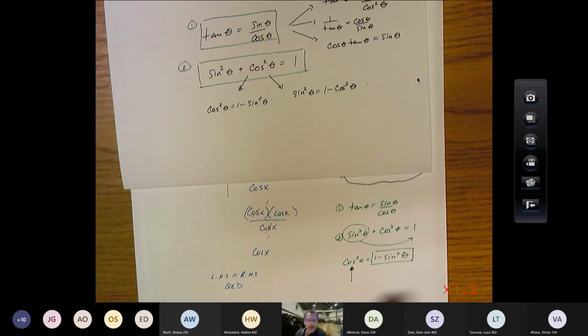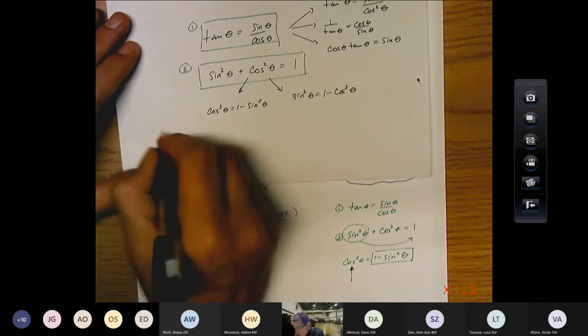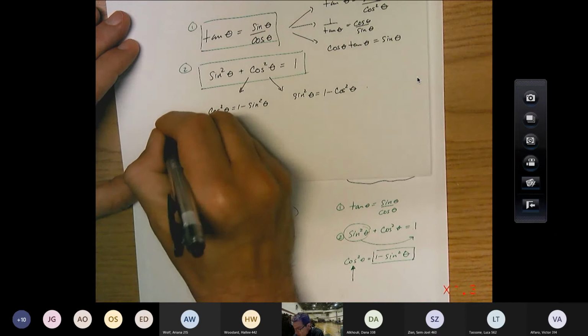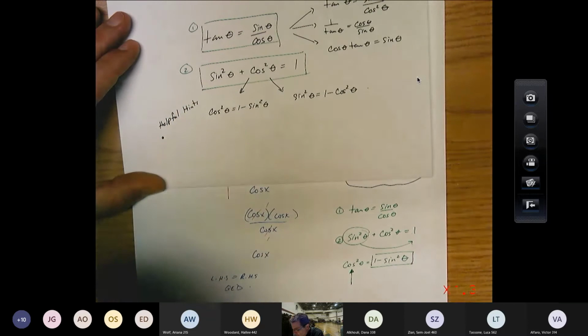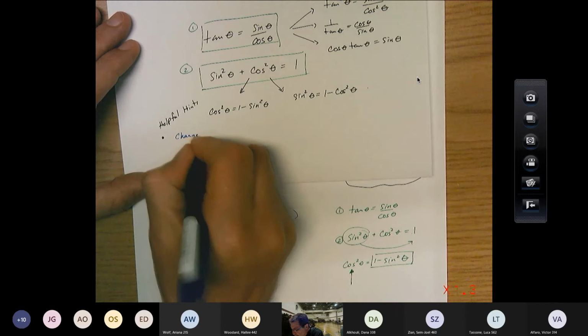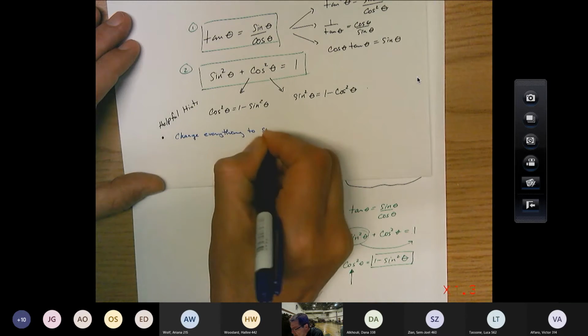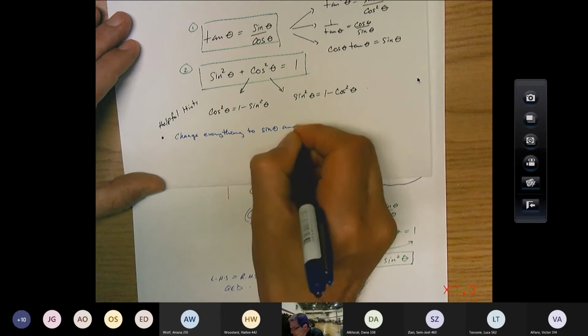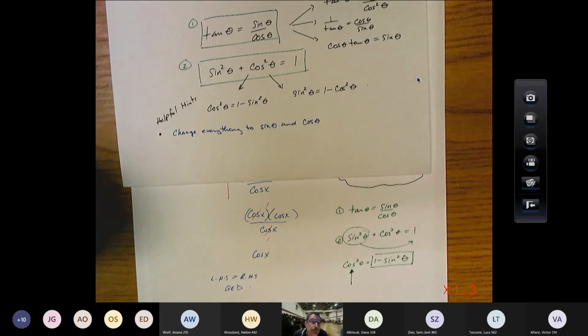Okay, so next, you need to know the rules of the game. You can't cross the equal line, okay? You know that, right? Yeah. Okay. Then the next thing you need to know is, these are my helpful hints. Remember I gave you the helpful hints? Let's put those close by so that we can use them. The helpful hints that Mr. White said was, change everything to sine and cosine, which is just a way of saying get rid of the tans, right? That's what that says. Get rid of the tans.